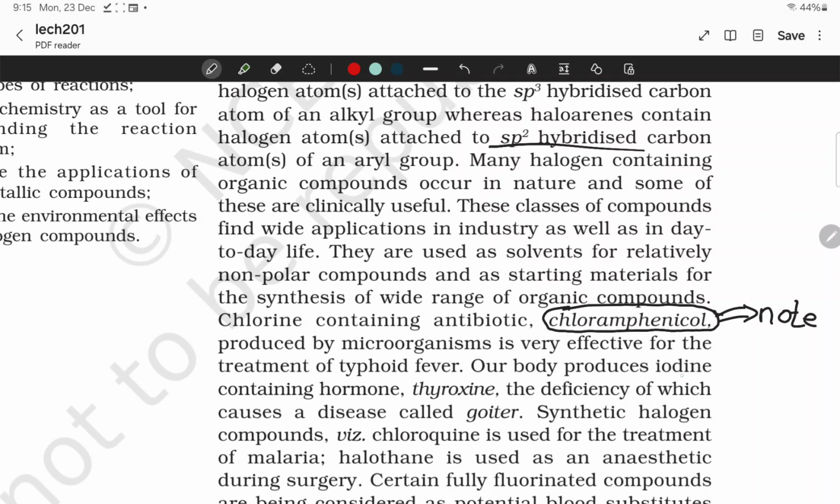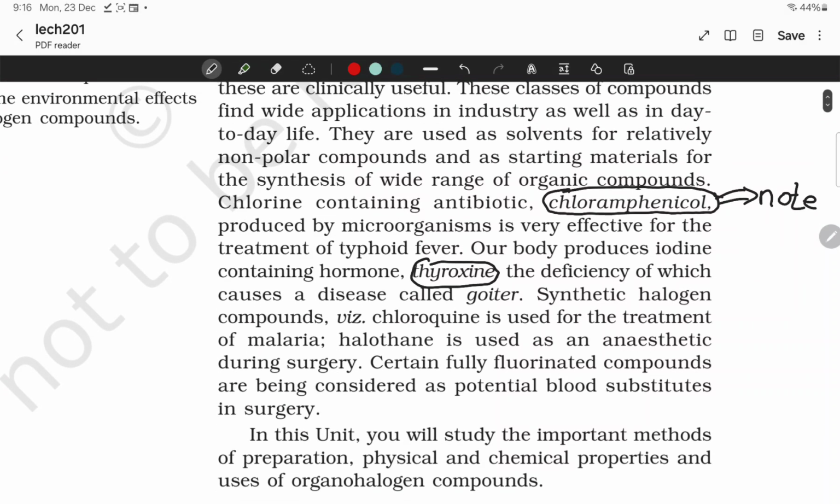Our body produces iodine containing hormone thyroxine. Which is the iodine containing hormone? Thyroxine. And the deficiency of which causes a disease called goiter. Goiter is the disease caused by deficiency of thyroxine. Thyroxine contains what? Iodine.